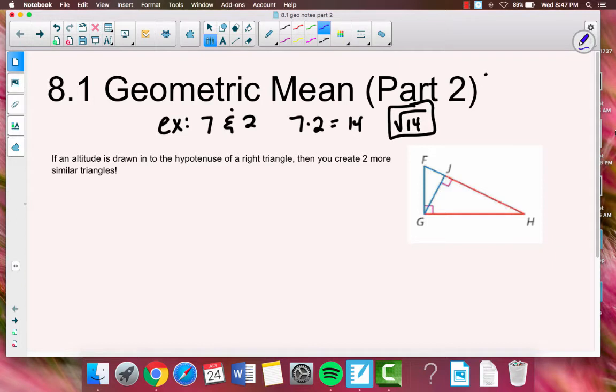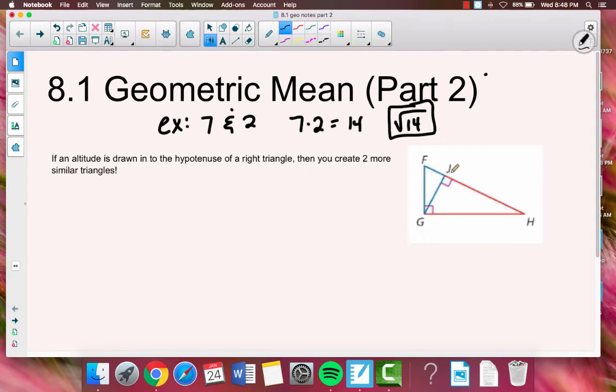So this first little part says, if an altitude is drawn into the hypotenuse of a right triangle, so here's our altitude, I'm covering in blue, then you create two more similar triangles. So basically what they're saying is when you draw in an altitude, you now have three triangles that are considered similar, not just one large triangle here. So I'm going to go ahead and write a similarity statement that relates all of these triangles, the little blue one, this red one, and then the largest one all together.